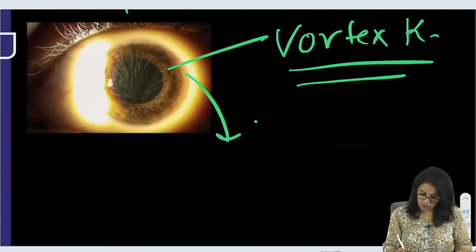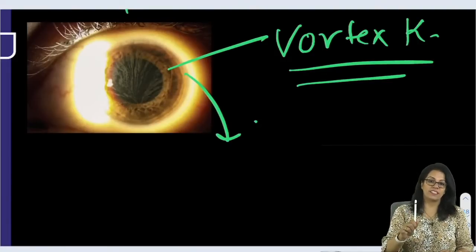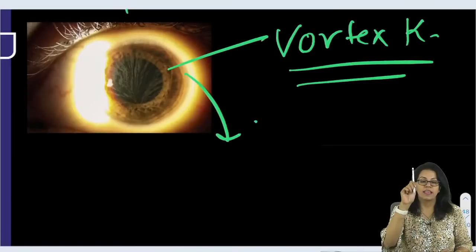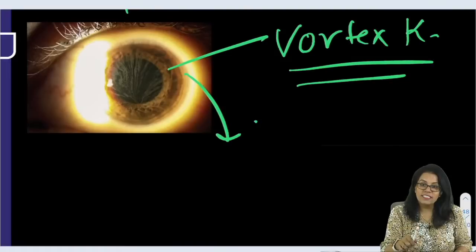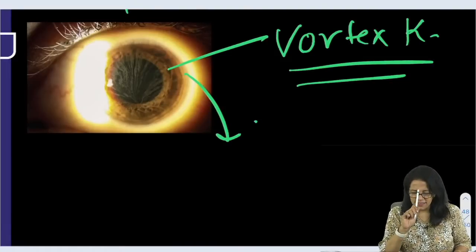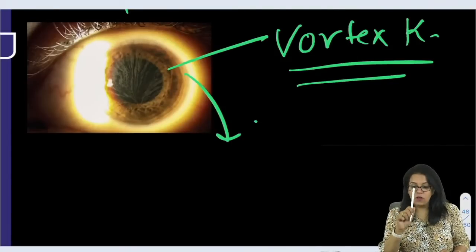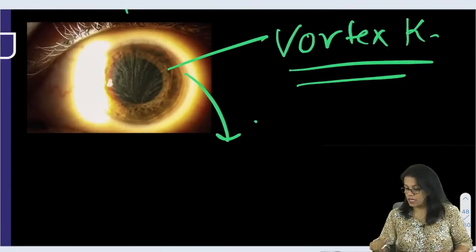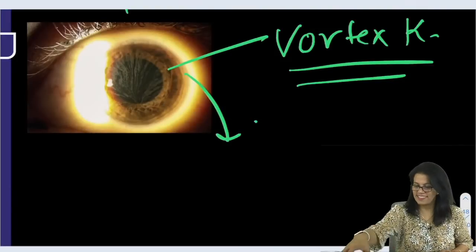My next question for you all: what are the drugs which can lead to vortex keratopathy? I am not writing, I am just speaking. Chloroquine, amiodarone, indomethacin. Then in Fabry's disease, tamoxifen. Now a question for you all: which anti-glaucoma drug leads to vortex keratopathy? You will answer this quickly, all of you. Which anti-glaucoma drug can lead to vortex keratopathy?